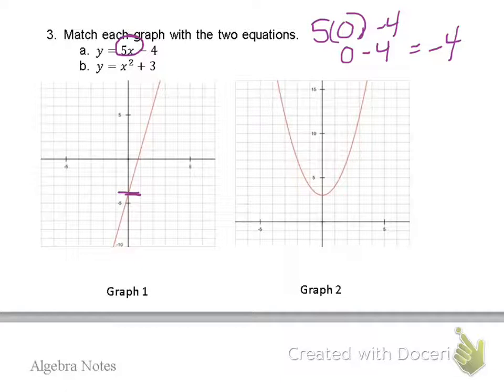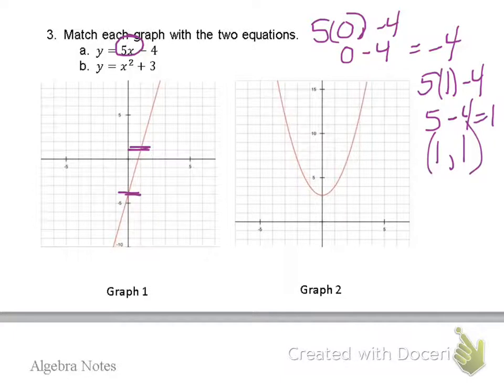And then we'll try one more point here. I can see that this crosses (1, 1). So we can try 5 times 1 minus 4. So 5 times 1 is 5 minus 4 equals 1. So the point would be (1, 1). So there's another point. So that seems to work so far. So we'll match graph A with the first graph here.